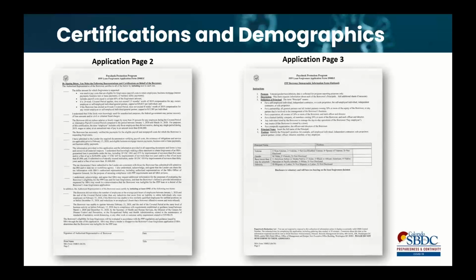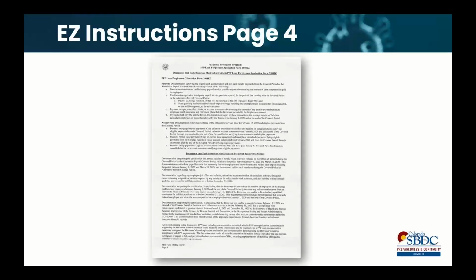The math is done. All the business needs to do now is attest to the certifications, provide the optional demographic information, and assemble the necessary supporting documents. The required documentation is laid out pretty clearly on page 4 of the instructions, so I won't review them here. Just remember that the more carefully you assemble this documentation, the more easily your forgiveness process will go when you submit your application to the bank.